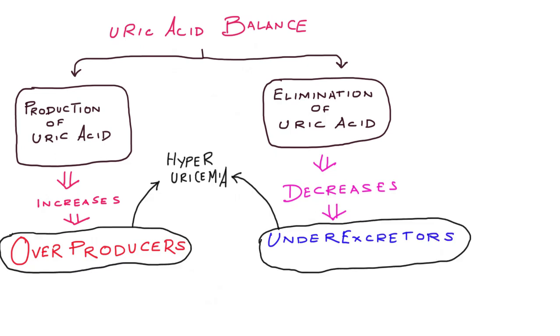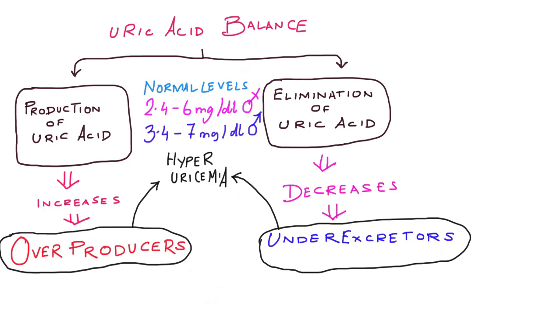In this context, let's also remember that the normal levels of uric acid in males are between 3.4 to 7 milligram per dl, while in females the value is a bit lower, between 2.4 to 6 milligram per dl. Anything above that will fall into the category of hyperuricemia.